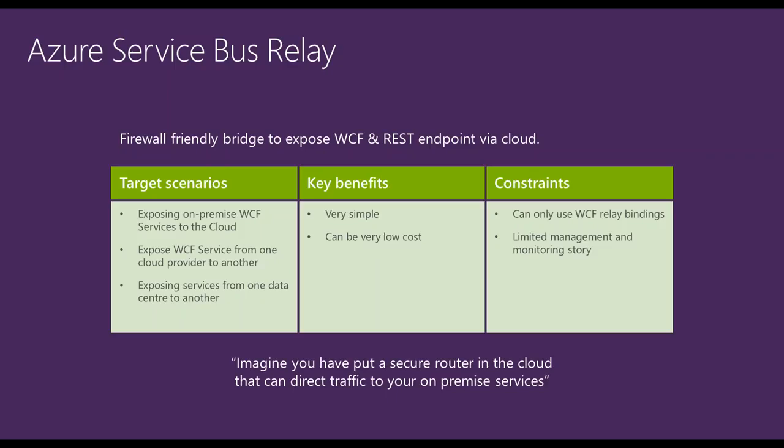Imagine that you could take that F5 hosted in the cloud, and suddenly your router's outside of your organization but still able to route across those web servers. That's a bit like what the Service Bus Relay is. We've got this endpoint that we host in the cloud. The difference is that our on-premise service has made an outbound connection to register with the Service Bus Relay endpoint. But at a conceptual level, we send a message to that endpoint in the cloud, and it forwards it just like a router would to an on-premise service.